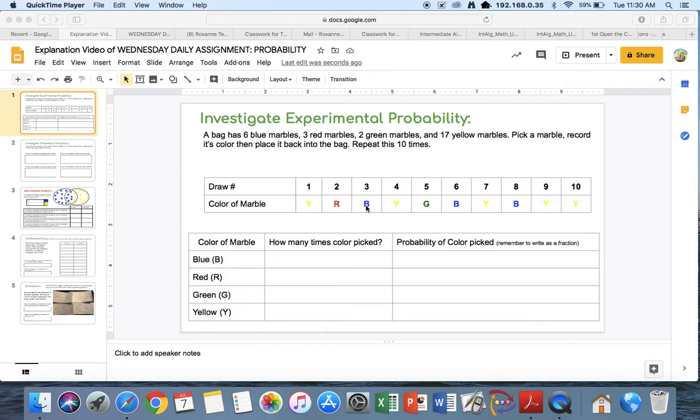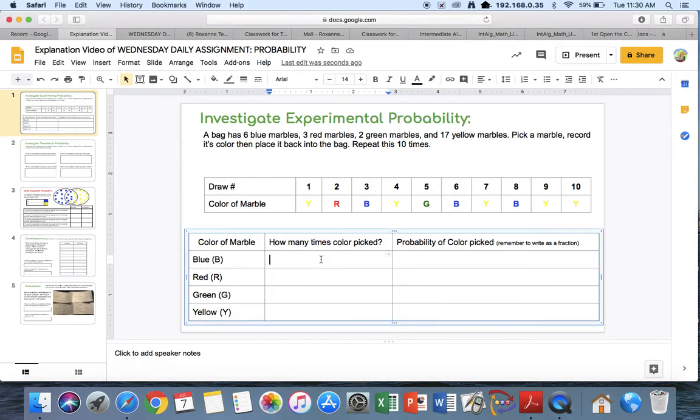So as you can see, I color coded what I picked. So now I'm going to fill it in here. So blue marbles, how many did I pick? Well, it looks like 1, 2, 3. So I'm going to put 3 here. How many red marbles did I pick? Just 1. How many green marbles did I pick? Just 1. And how many yellow? Looks like 1, 2, 3, 4, 5.